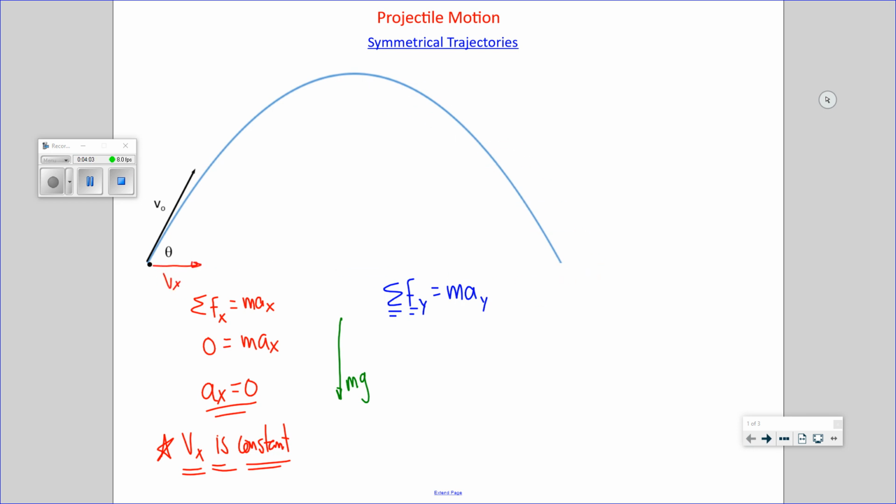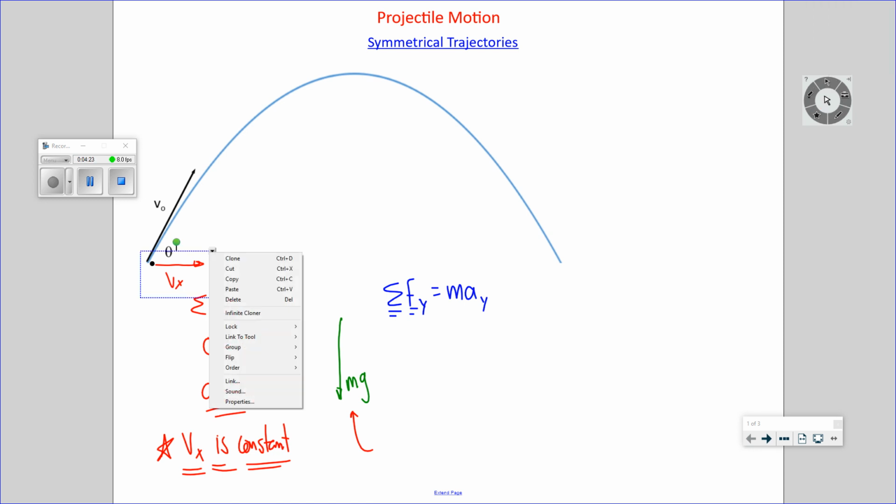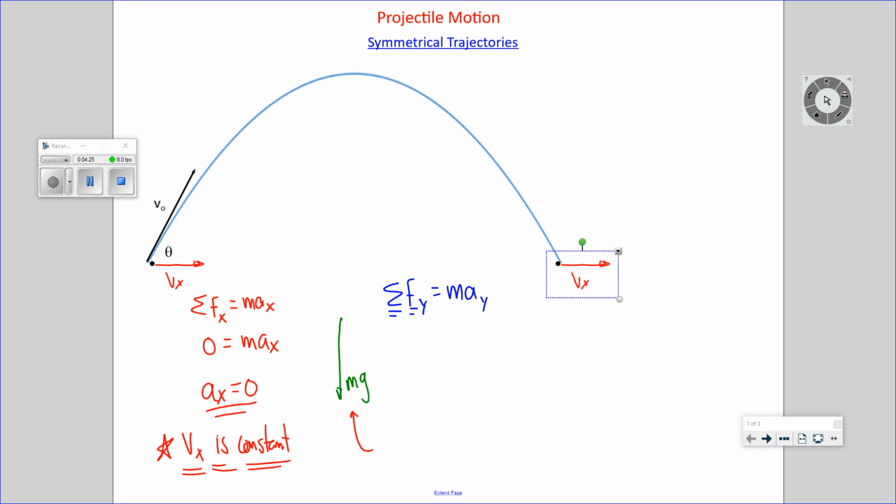Now, velocity is not a force, so that's why it doesn't go in our free body diagram. But it's pushed downward with a force mg. Yes, but it's not pushed sideways, so it can't change velocity sideways. It's worth saying that that's the horizontal velocity. At the very end, just before it hits the ground, that's the horizontal velocity. At the top, that's the horizontal velocity. Anywhere you want, that's the horizontal velocity.